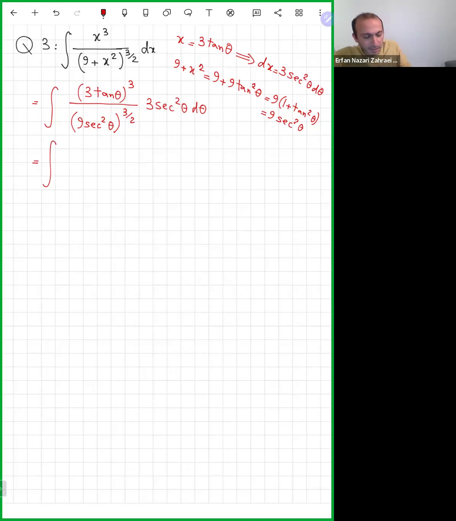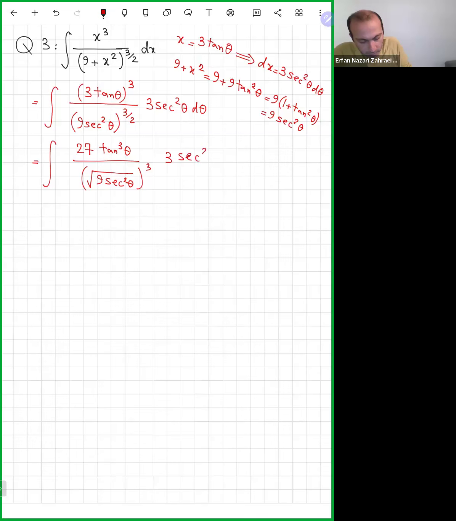Now I need to simplify. Raising this to the exponent 3, you get 27 tangent cubed theta. Applying this exponent 3/2, you can consider the exponent 3/2 as over 2, it's a root. So I have the root of 9 secant squared to the exponent 3. 3/2 is the same as exponent 3 and also exponent 1/2. Exponent 1/2 is root.